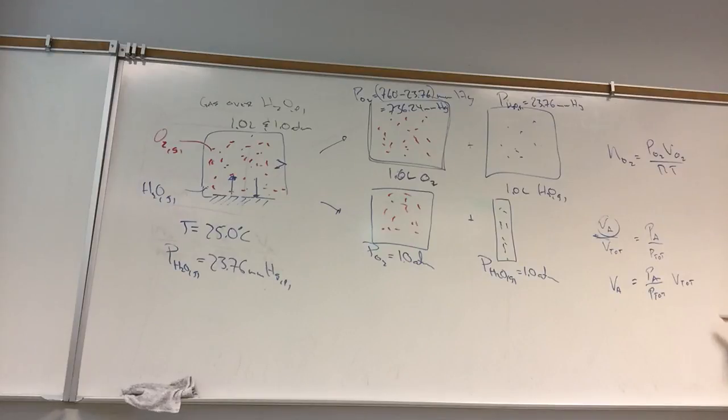And so over here, this is just whatever fraction we have times the total. So it's got to be the same fraction. The volume fraction is equal to the pressure fraction. And so the pressure fraction is just 2376 over 760 times V total, which is 1.0 liters. So this ratio, or the fraction, has to hold. And so what is the volume?